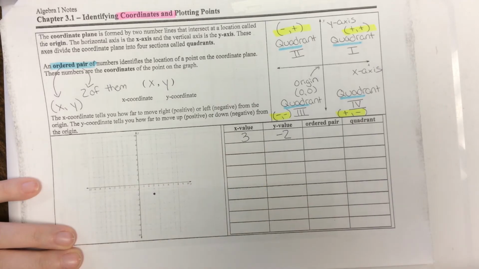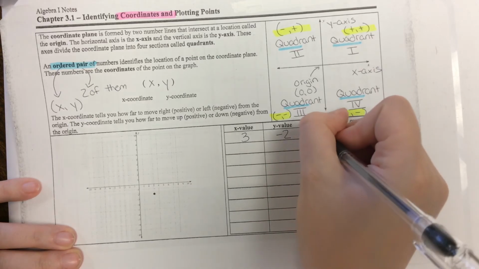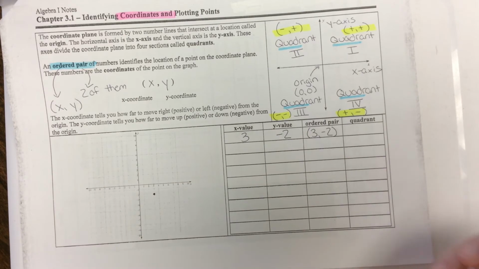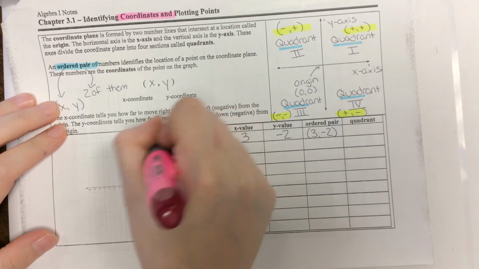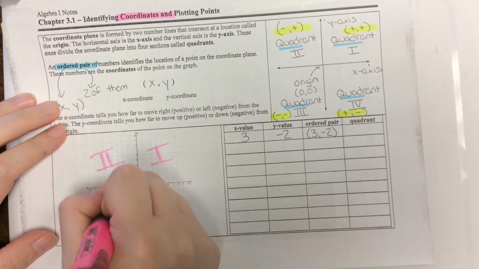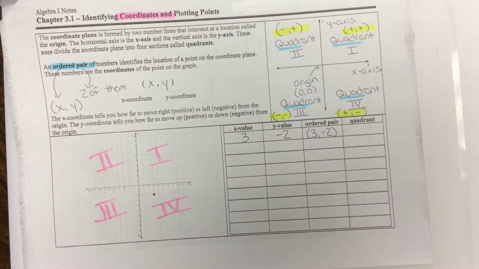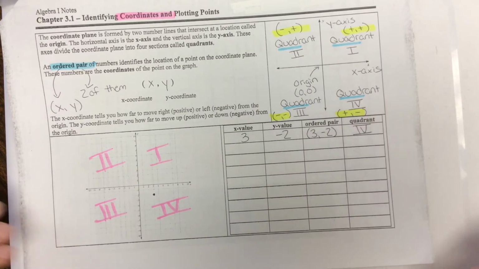Okay. Now our ordered pair for this is going to be, remember, it needs to be inside of parentheses, (3, -2), and that is in which quadrant? We want to know which quadrant. So let's pause here for a second and go ahead and label our quadrants. We have quadrant 1, 2, 3, and 4. So the point that we just plotted is going to be in quadrant 4.